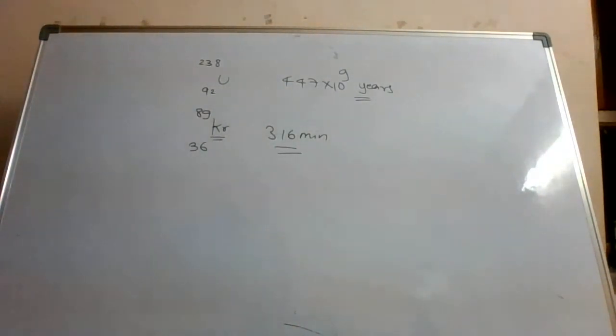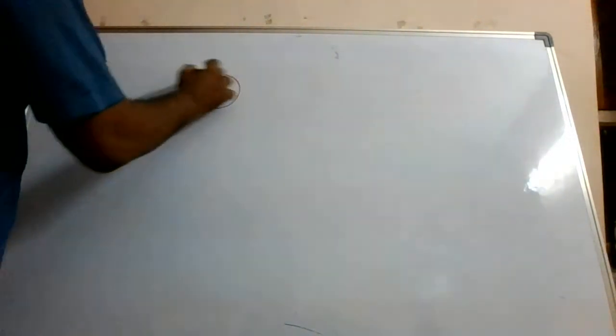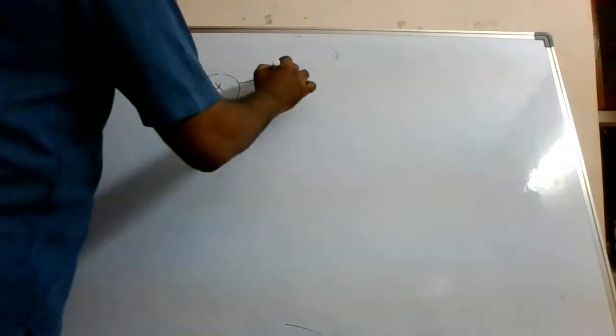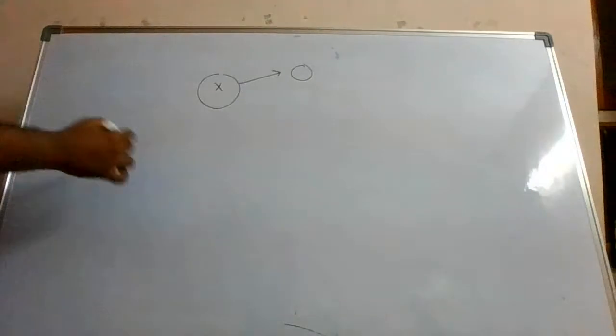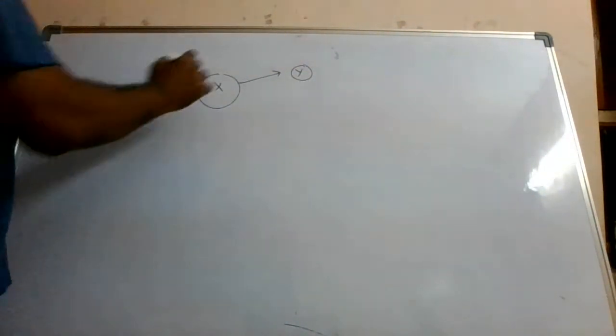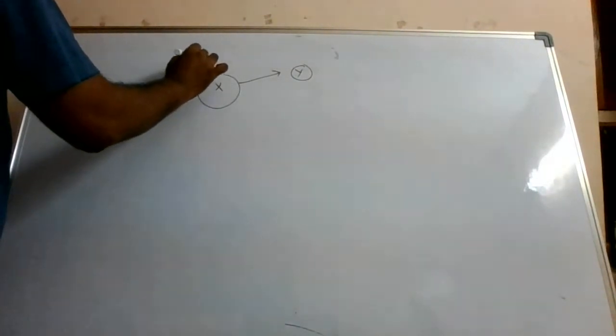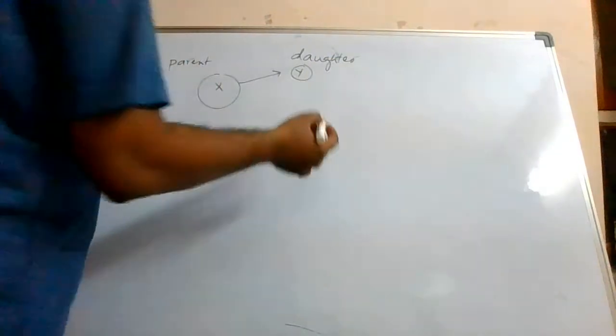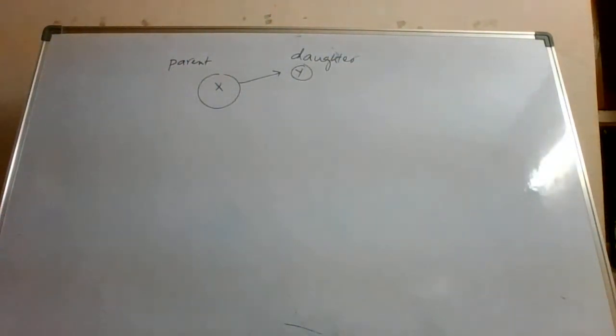Now let's talk about one more point here. Sometimes what happens is you have a radioactive element X and it is decaying and becoming some other nucleus, let us say Y. This is the process of decay. Now you call this the parent and you call this the daughter. Why it is not son and all this, let us not get into that. Parent, daughter.